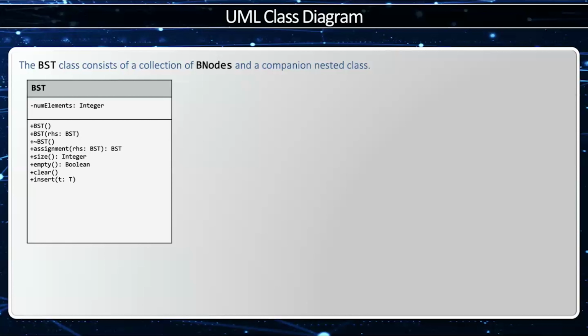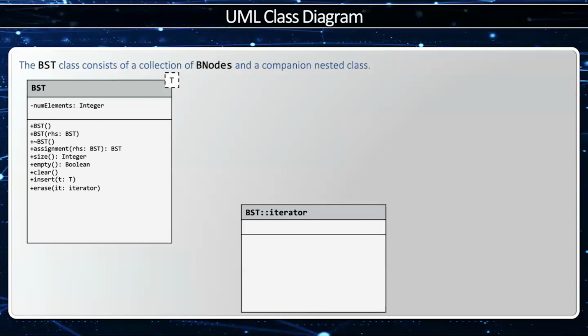I'm also going to have an insert, and it's going to insert a T into my binary search tree. And that T means this is a template class. I'm also going to have an erase, which will remove a given node in the binary search tree, which takes an iterator. Therefore, I must have an iterator class, which is going to be a nested class of the BST. And there's other interfaces that use the iterator as well, such as find and begin and end.